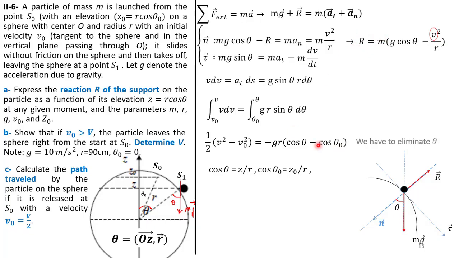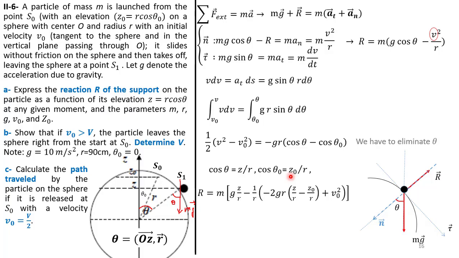But before that, let's replace cosine theta with z over r and cosine theta 0 with z0 over r, because in the question they told us to find R as a function of z0. So we need to make z0 show up. So we need to show the term z0.